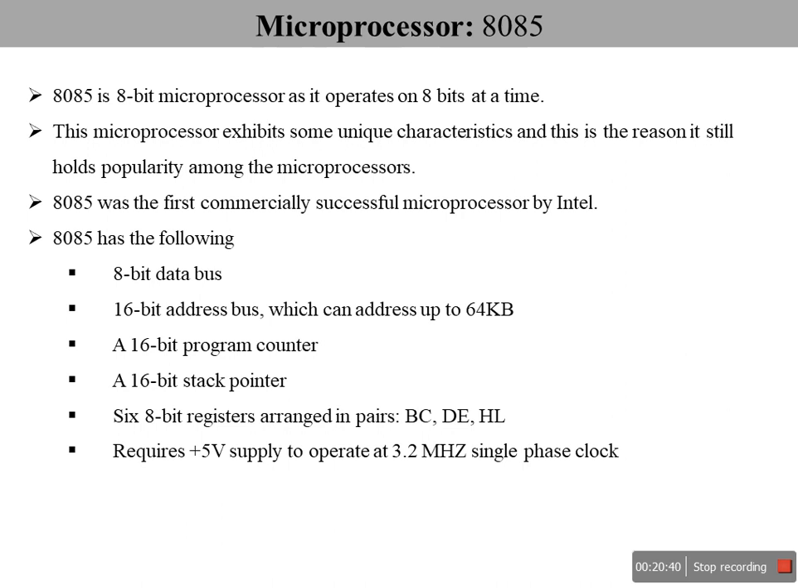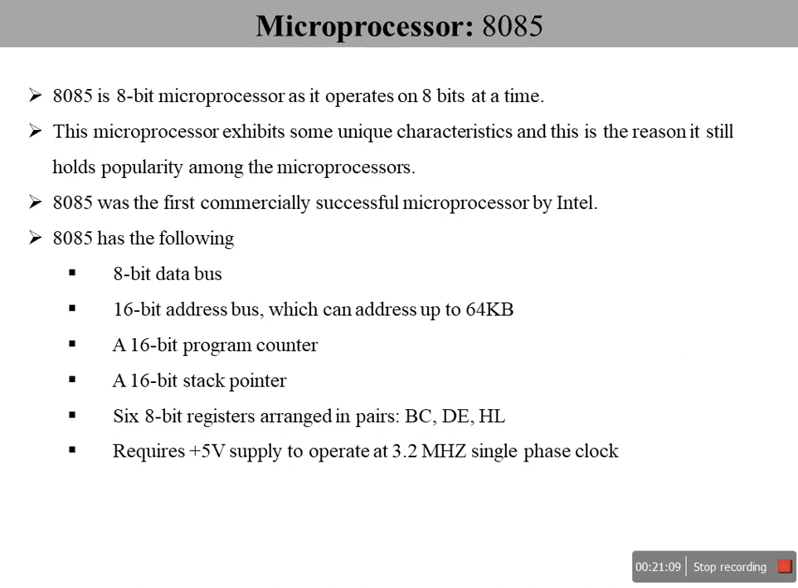Hence I could say 8085, the ALU is 8-bit wide, and hence it is an 8-bit wide microprocessor, and it has 8 data lines. Now, this microprocessor exhibits some unique characteristics, and this is the reason it still holds popularity among microprocessors. 8085 was the first commercially successful microprocessor built by Intel. Now, the following features are there.